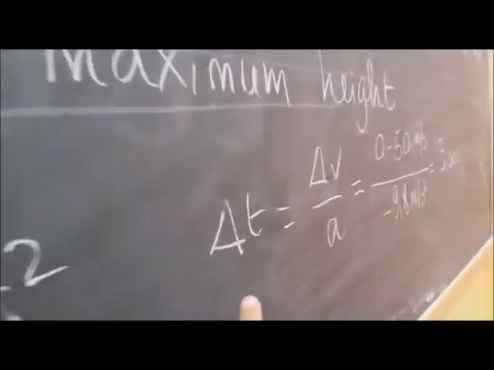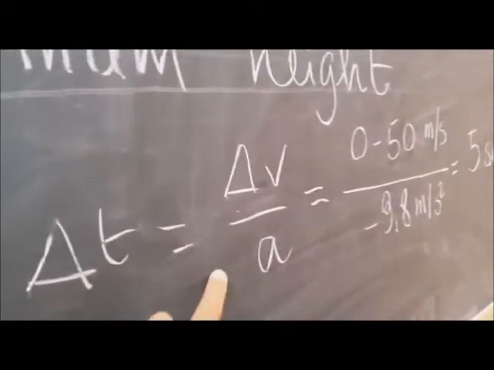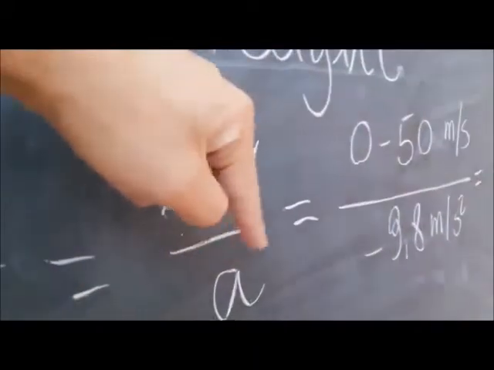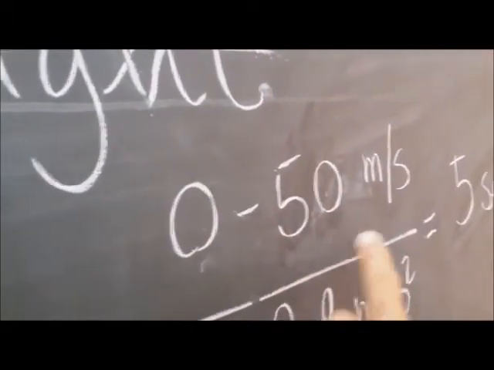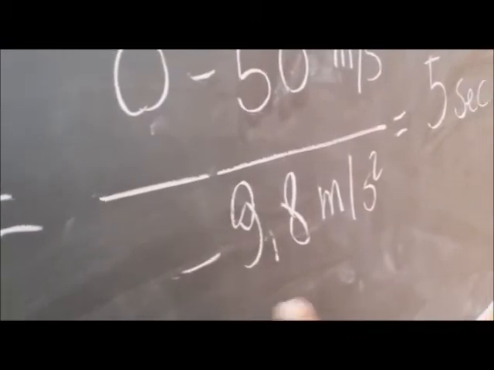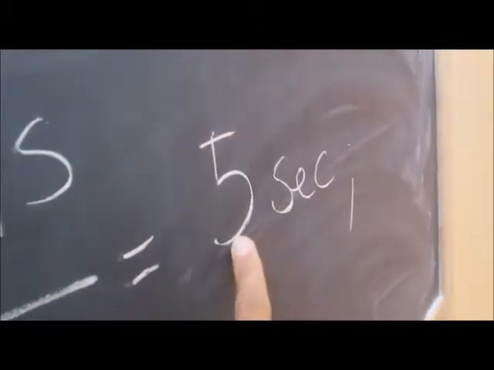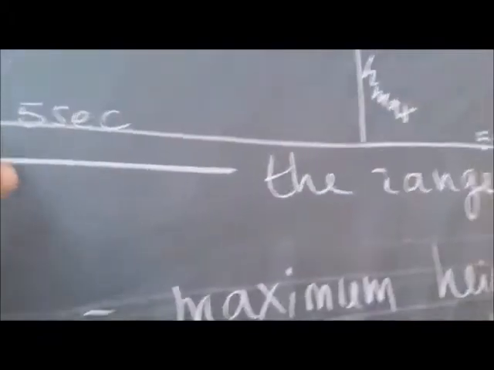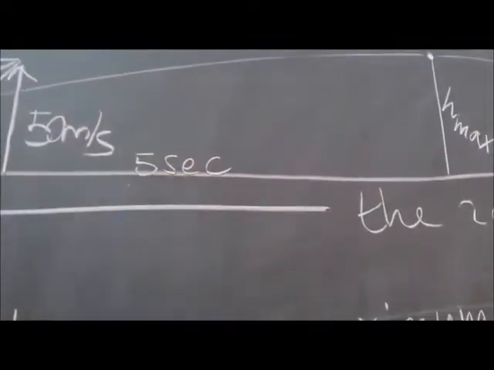So very easily we can calculate the length of time, which is delta v over a, that is 0 minus 50 meters per second over negative 9.8 meters per second squared, which is approximately 5 seconds. So the bullet reaches the maximum height after 5 seconds.